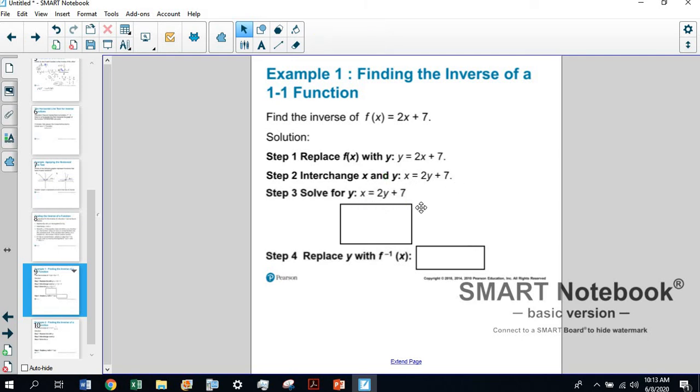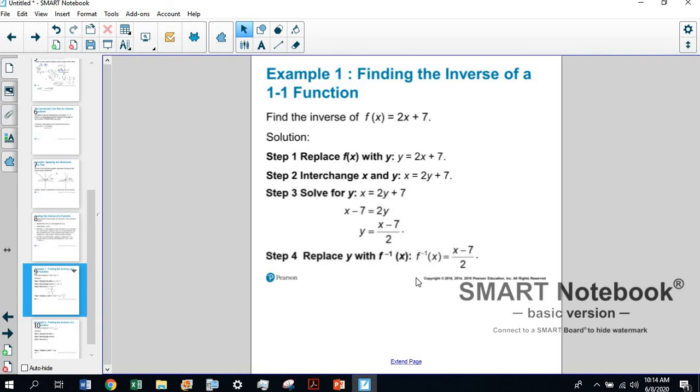X equals 2y plus 7. And then we subtract 7 from both sides, divide both sides by 2. And this is clearly just a regular old function, and so we can write the y as f inverse of x. Okay, so that is the step-by-step process.